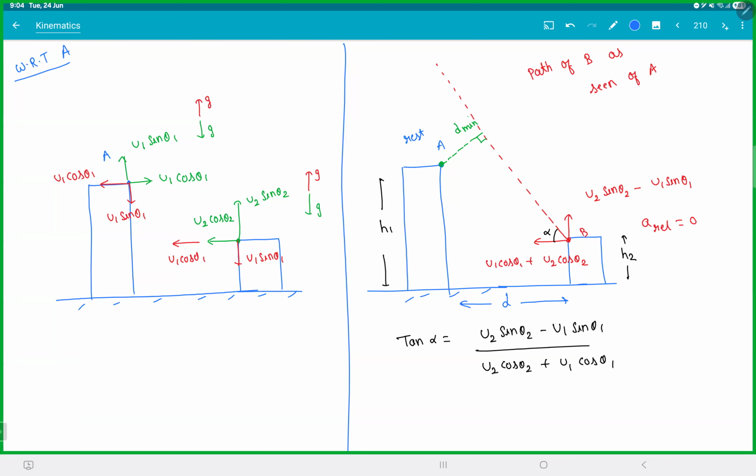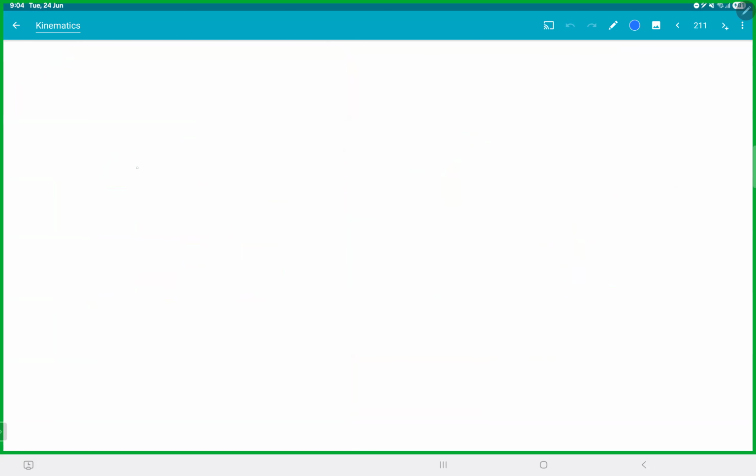Let's see. A little geometry. So this is point A. This is point B. This is distance D. So if I join the line A and B, let's call this angle beta, right? And how much will that be?